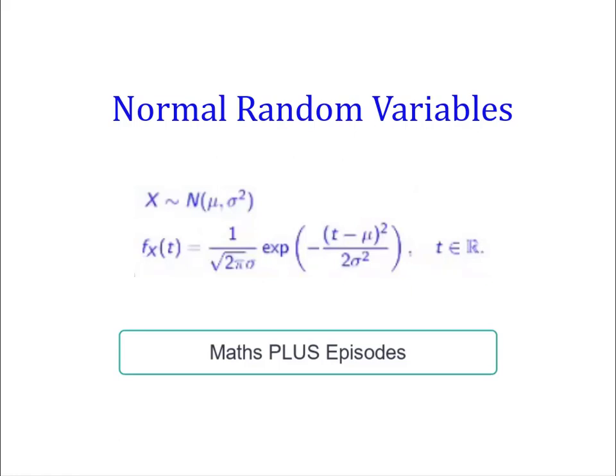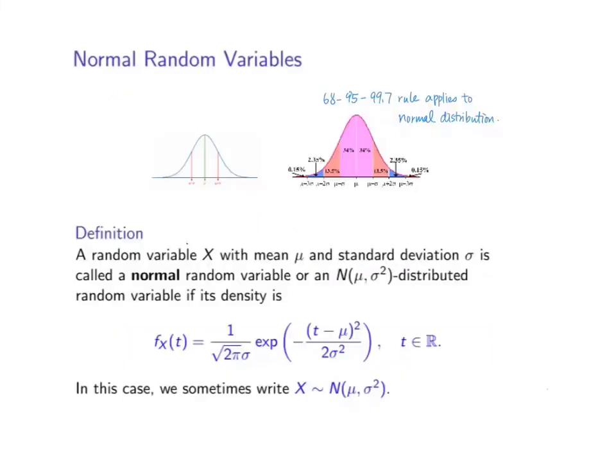In this video, we shall discuss the normal distribution. It is also known as the Gaussian distribution. It is a very important continuous probability distribution because it arises frequently in theory and practice. The normal distribution is a type of continuous probability distribution for a real-valued random variable.